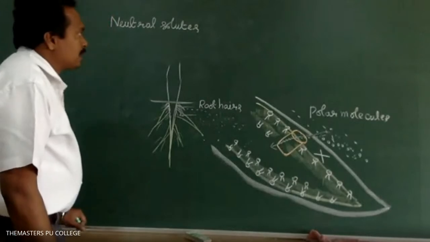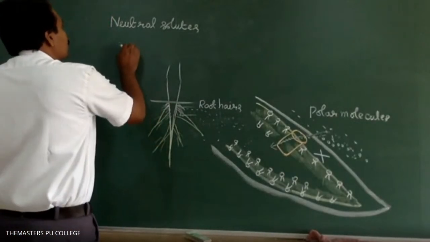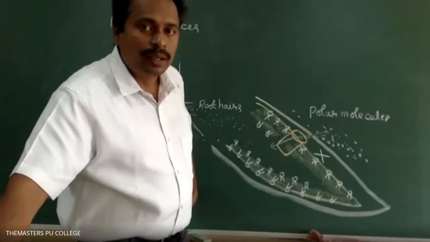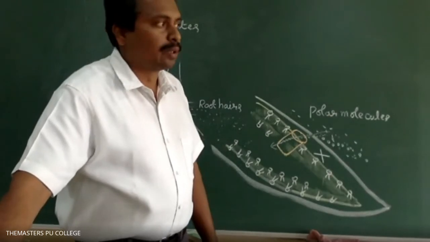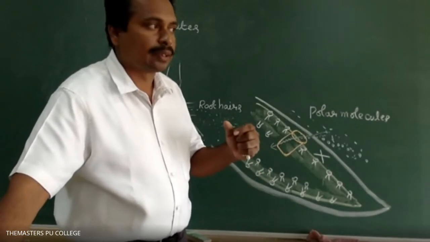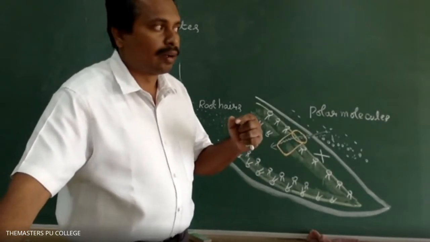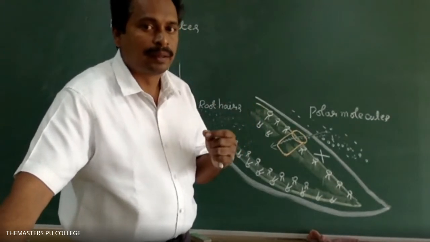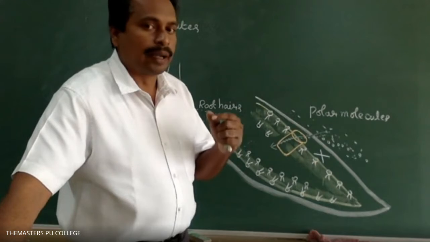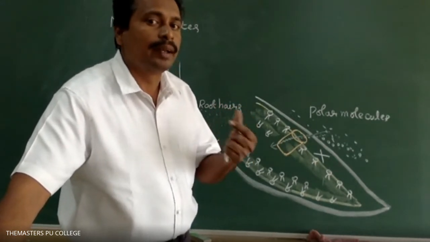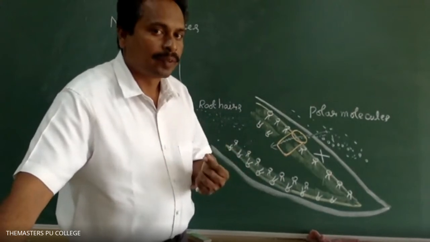One example is sodium chloride, Na+ Cl-. Other neutral solutes are KCl and Na2SO4. They are moved from higher concentration to lower concentration without utilizing energy through the cell membrane.